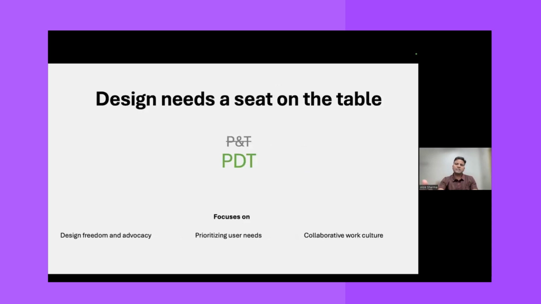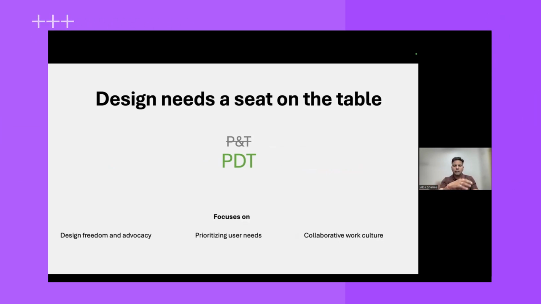Then design needs a seat on the table. So most of the time in my career, 80%, or I would say 90%, I have seen that design is always nested under a product or a technological group. So they are always listening to what product is giving you as a requirement, right? Or when technical constraints come into the picture, we always need to adhere to what the technical team or the product team is talking about, right? So we don't have much freedom in exploring user centricity.